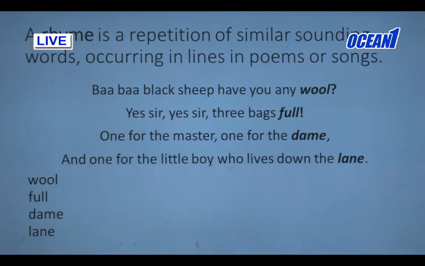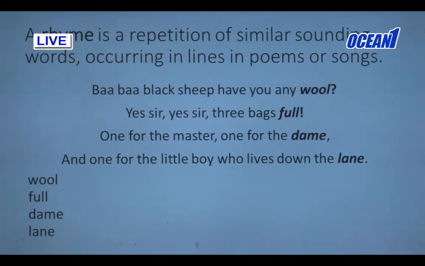Baa, baa, black sheep, have you any wool? Yes, sir. Yes, sir. Three bags full. One for the master, one for the dame, one for the little boy who lives down the lane.